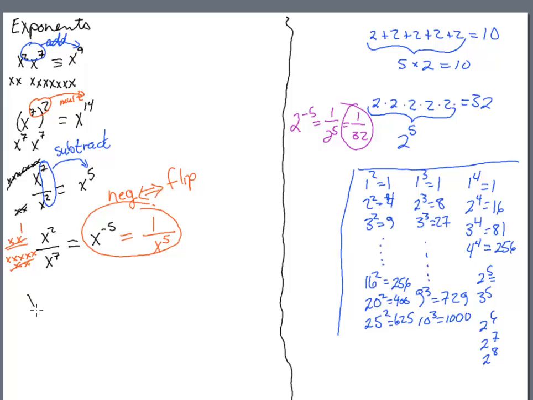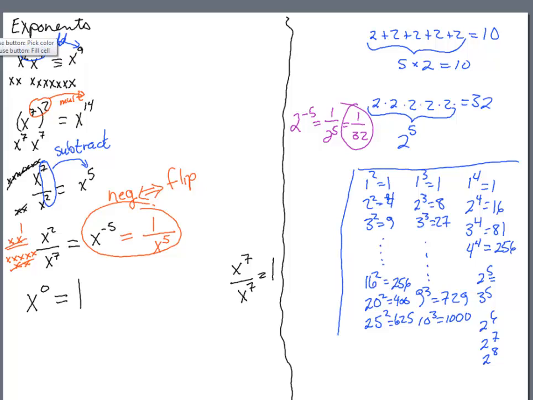If you have something to the 0 power, the initial reaction is, hey, that's 0, because we've got none of them. But notice that this is the same thing as x to the 7th over x to the 7th. If you subtract exponents, you get a 0 up here. The only way to get a 0 is if you are subtracting the same exponent. Well, we know that that equals 1. And so, indeed, anything to the 0 power equals 1.